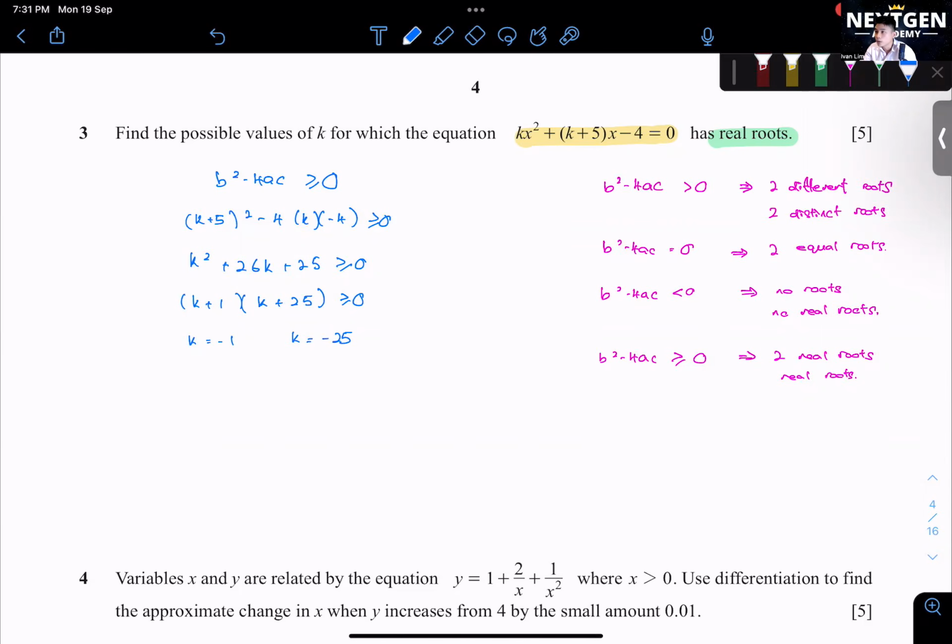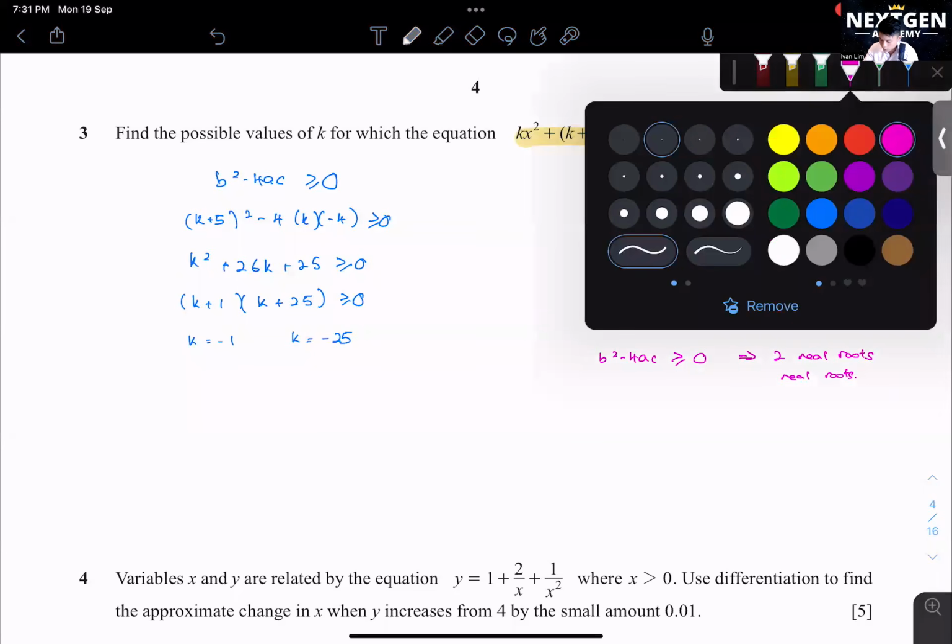Wait, did I write one of the symbols wrong? Okay, all right. After here, remember this is under quadratic inequalities.